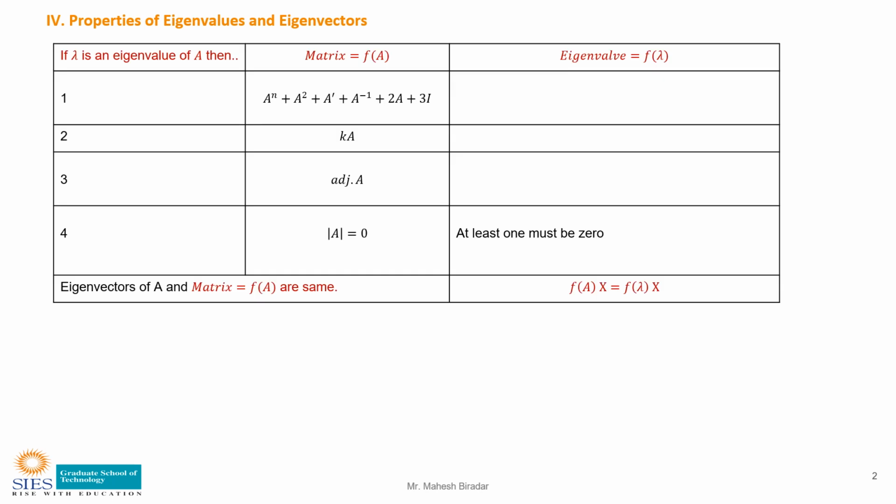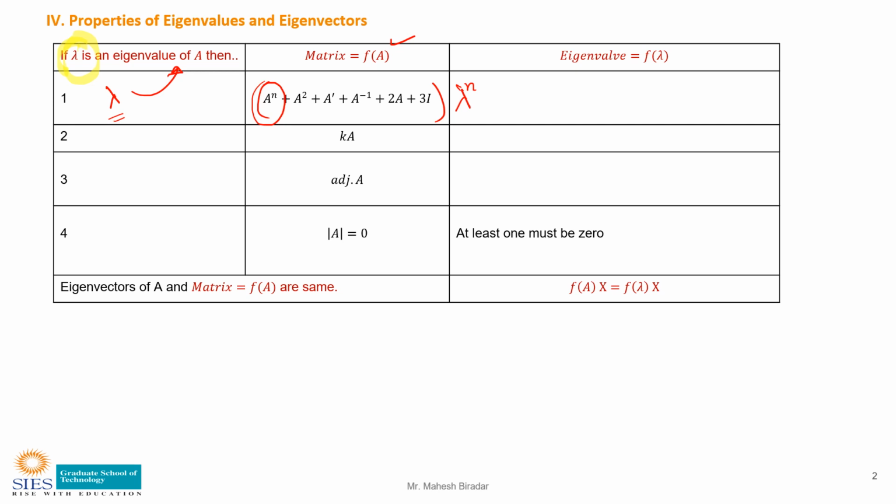You see this table. In this table, I have considered lambda as one of the eigenvalues of A, and I'm going to find the eigenvalue of this function of A. This is also a matrix. So if lambda is one of the eigenvalues of A, then I'm going to tell you the relations for the eigenvalues of A raised to n and so on. So the eigenvalue of A raised to n is lambda raised to n, because I have considered lambda as one of the eigenvalues of A.